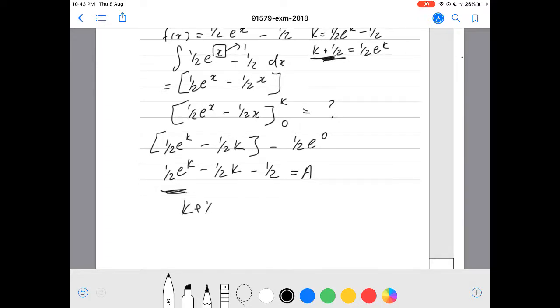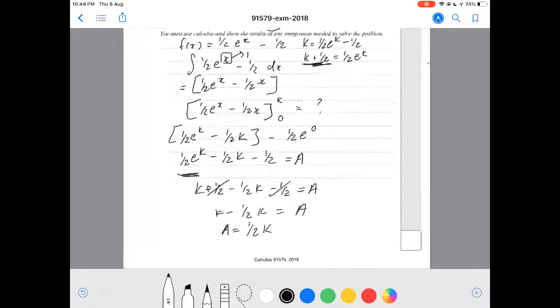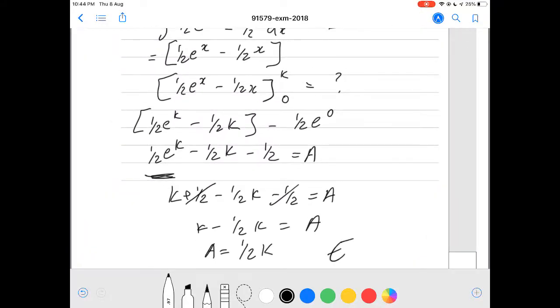So k plus 1/2 minus 1/2 of k minus 1/2 equals the area. This plus 1/2 and this minus 1/2 cancel each other out. So k minus 1/2 of k equals the area. Therefore, area equals 1/2 of k, which is the correct answer here. Getting all the way to the bottom here gets you an excellence grade.